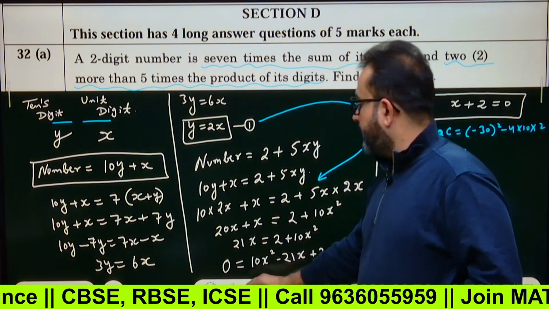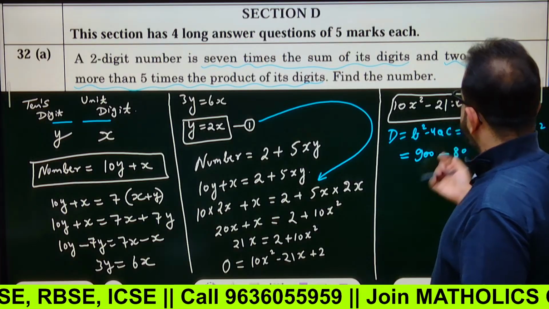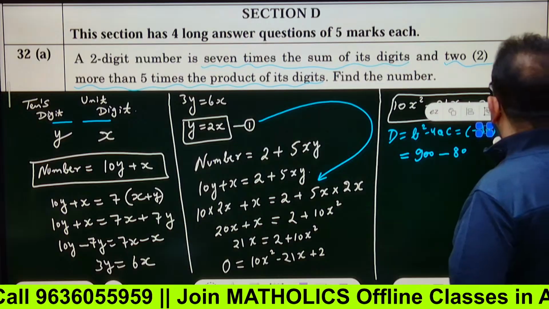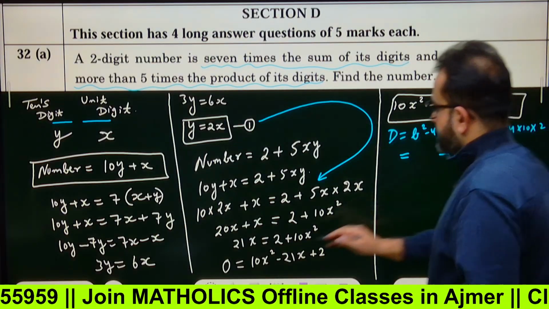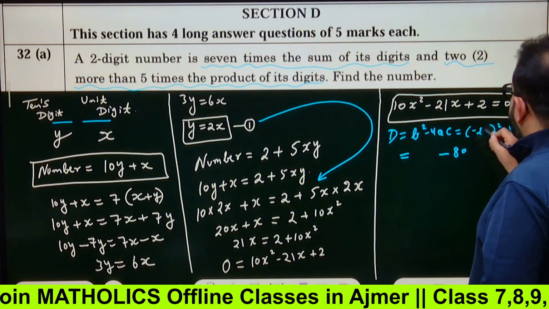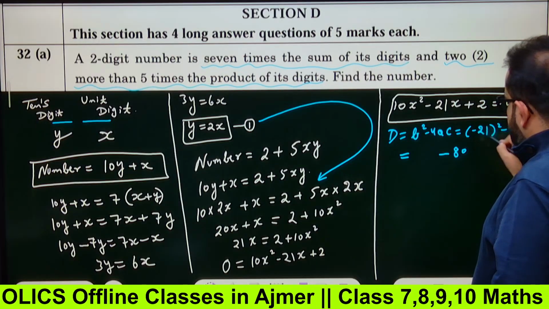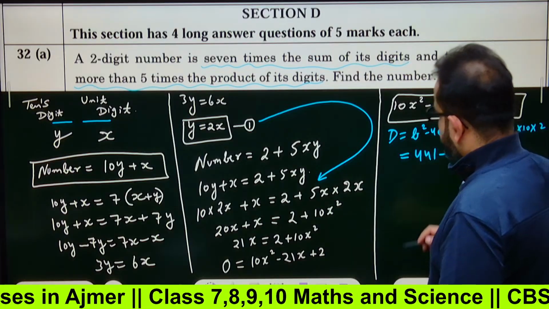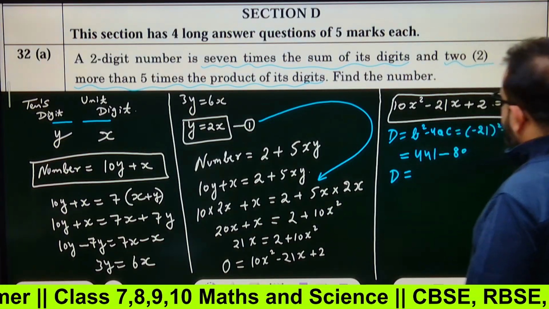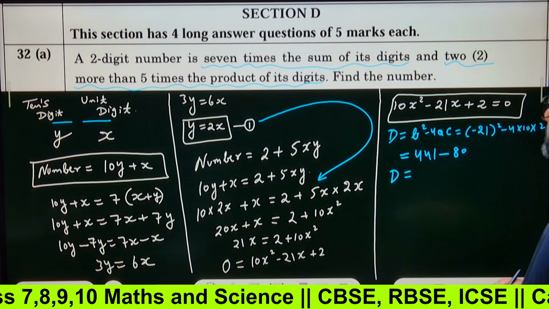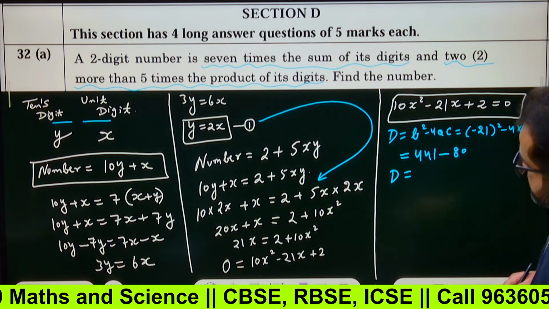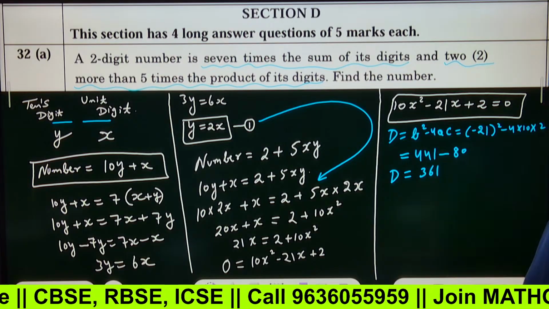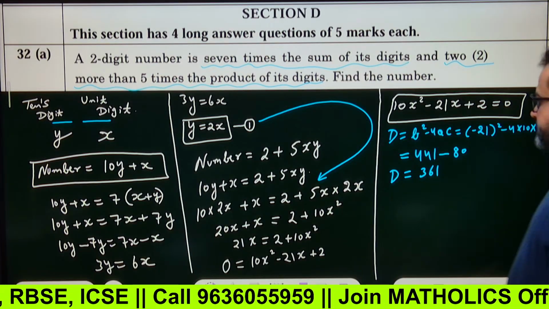How did I find this mistake? Because it was not a perfect square coming out like that. And it will be minus 21 square. So it is 21 square, 441. Now it is correct. So D will be 441 minus 80, that is 361, see? 361, yes or no? Yes, right. So it is 19 square, obviously.